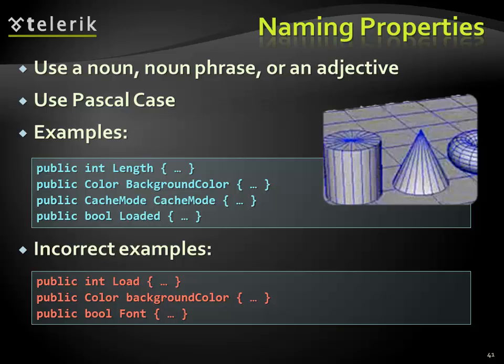Public Color backgroundColor would be a nice name if it were in Pascal case, but it is in camel case notation, so that's wrong. We should make the letter B at the beginning of BackgroundColor uppercase. Public bool Font doesn't really have any meaning, because the word font represents a subject, and it should answer the question: is it true or is it false? Yeah, you can say HasFont or IsFontLoaded. Those are good examples, but just saying Font is inappropriate.